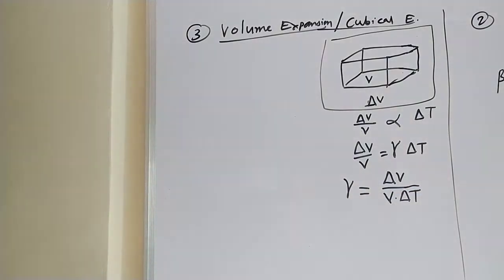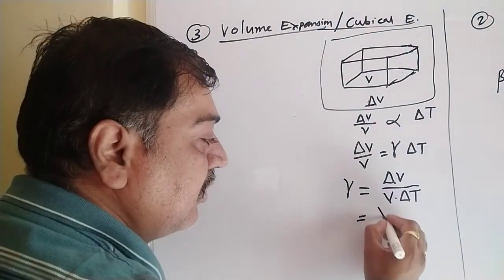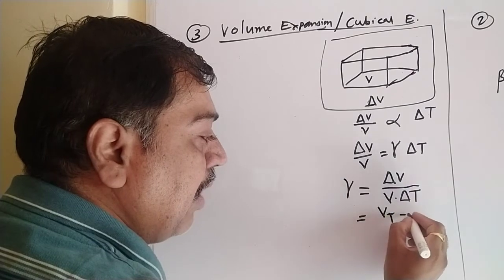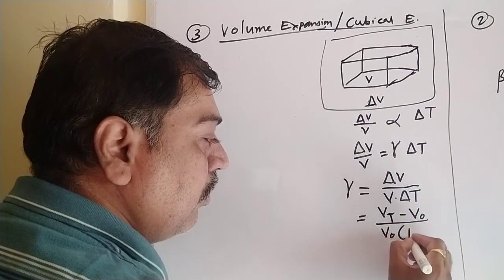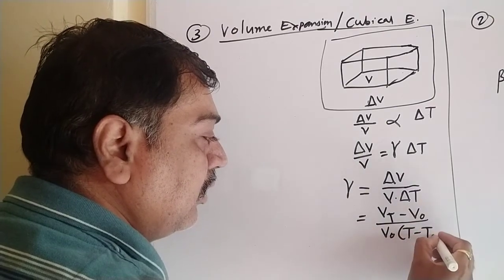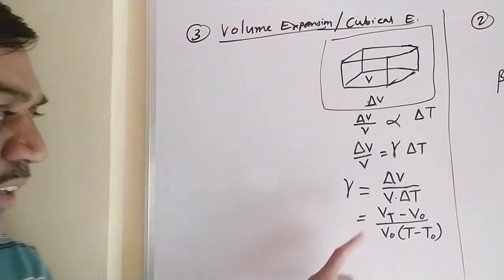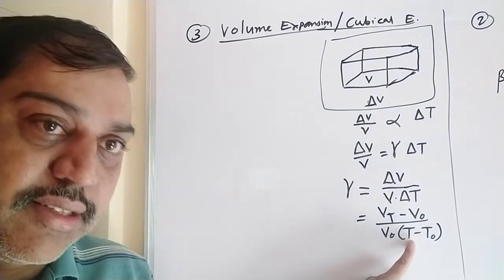Now we can put its value at 0 degrees Celsius, just as we have done in linear and areal expansion. You can write this delta V as V_T minus V_0 divided by V_0 times T minus T_0. Now see, V_T is volume at temperature T degrees Celsius.